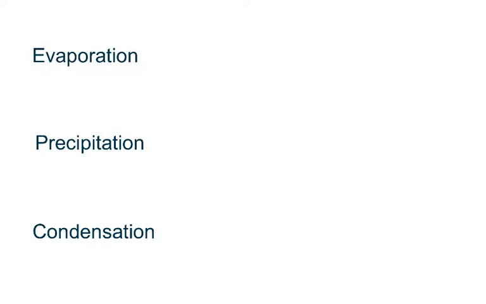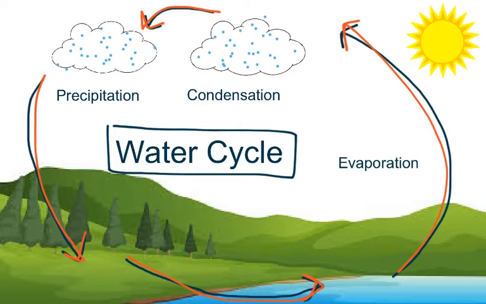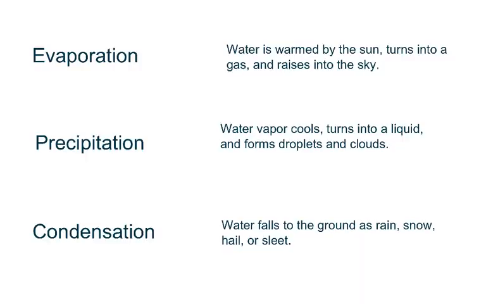Let's practice matching our 3 vocabulary words to their definition. We have evaporation, precipitation, and condensation. Our first definition says, water is warmed by the sun, turns into a gas, and rises into the sky. Let's look at our picture. It's warmed by the sun, turns into a gas, and rises. Well, the sun has rays that are coming down to the lake. It starts to rise because it's turning into a gas. Well, this process would be evaporation. That's our first step of our water cycle. So our first definition goes with evaporation.